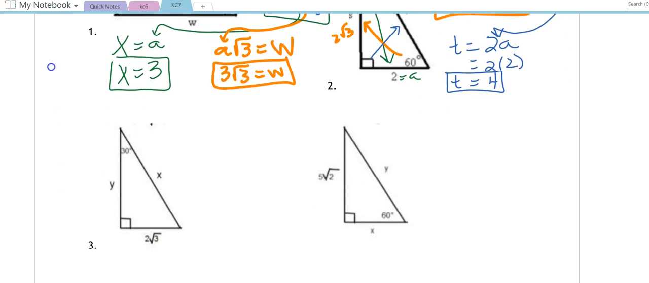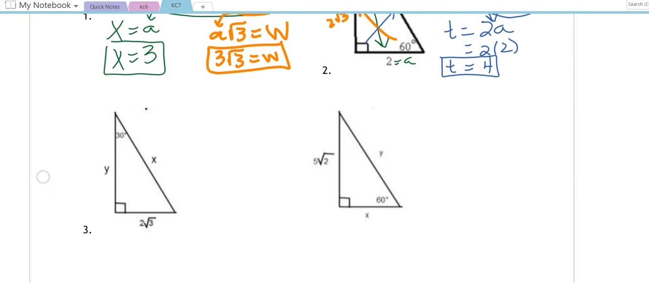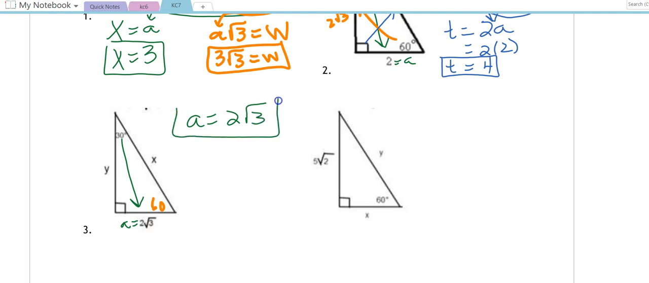So looking at example number 3, we have a 30-60-90, and again, the reason why I know that is because this is 30, this one's 90, which means this one has to be 60. Across from that 60 degrees is y, across from the 30 is 2 times the square root of 3, and my hypotenuse is x. So again, start with what we know, which is across from my 30 is 2 times the square root of 3. Across from your 30 is equal to a. So therefore, a in this case is going to be 2 times the square root of 3.